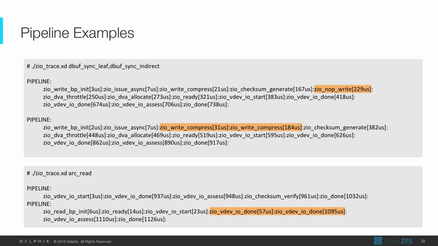If we look at this other one, I highlighted this ZIO write compress. Anyone know why we see this twice? So I mentioned stall points. Whenever we stall the pipeline, the thread that's going to come back, that's actually now waiting, gets his stage reset so that next time he gets invoked, he will start off in that exact same stage. This is a case where we stalled.